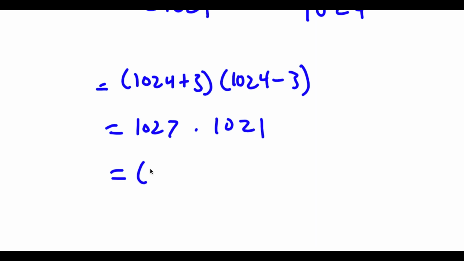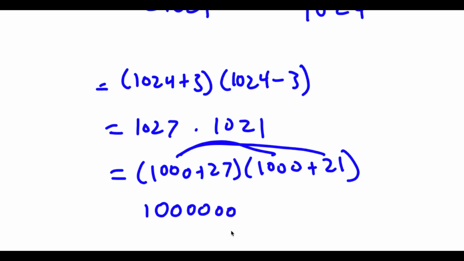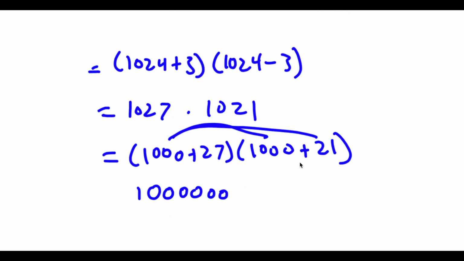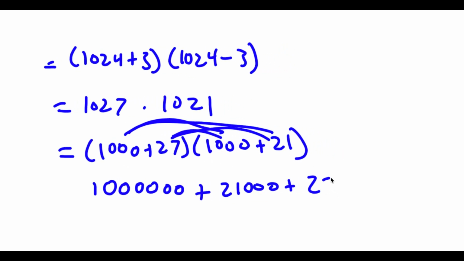Now I can go rewrite this as 1,000 plus 27 times 1,000 plus 21. And now it's much easier to solve this. I can first distribute the 1,000, so I have 1,000 times 1,000, which is equal to, sorry, 1 million. And 1,000 times 21 is 21,000. Now distribute the 27. 27 times 1,000 is 27,000.